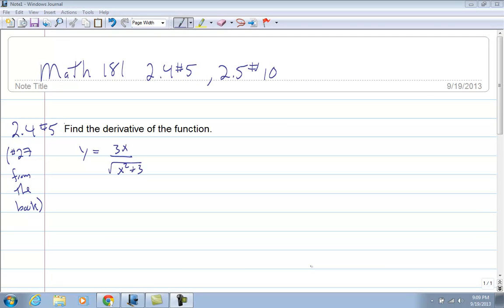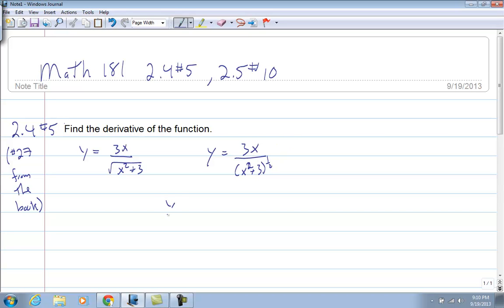Hello, here are a couple of problems I was asked to do. This first one, 2.4, number 5 in the online work, which is number 27 from the book. It says, find the derivative of the function y equals 3x over the square root of x squared plus 3. And I like to write this instead as y equals 3x over (x squared plus 3) to the 1/2 power.